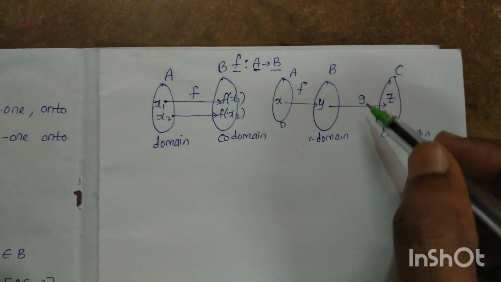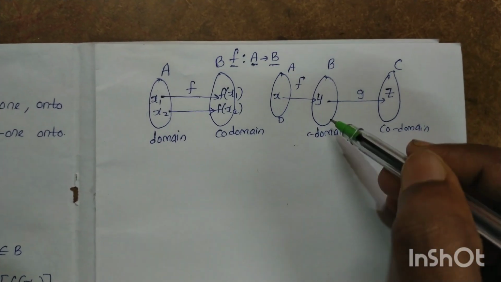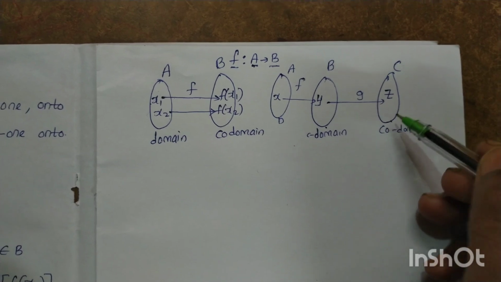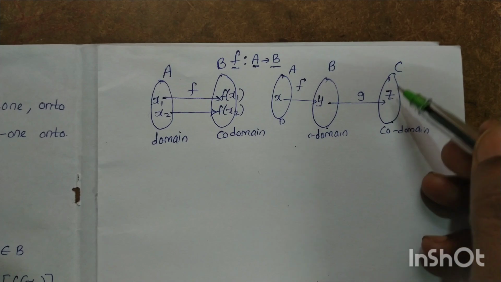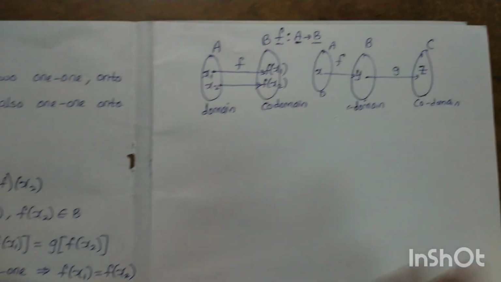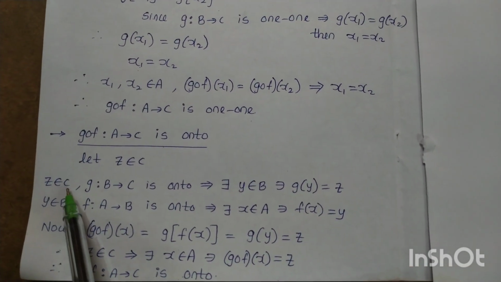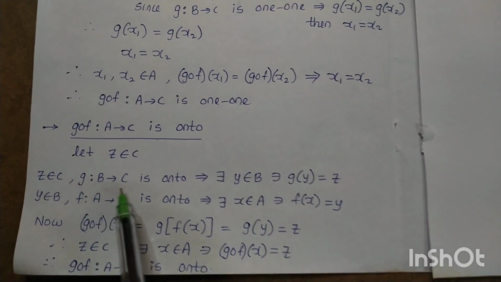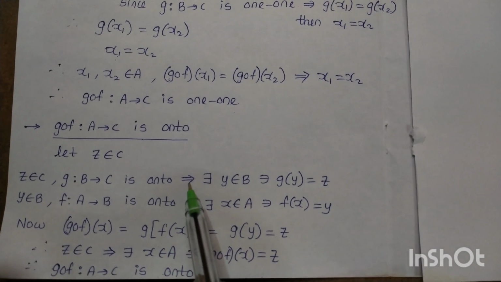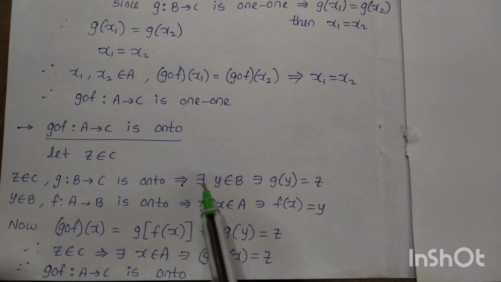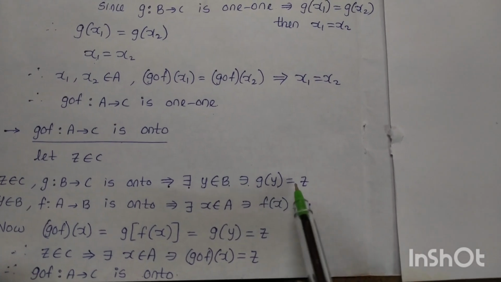So first we will assume that g, which maps B to C, is an onto function. If g maps B to C is an onto function, this one will become the domain, this one will become the codomain. So in the codomain we are assuming one element is there. That element is z. Okay, z belongs to C. If z belongs to C, now you observe, they have given clearly in the question that g maps B to C is an onto function. If g maps B to C is an onto function, that implies there exists y belongs to B such that g of y is equal to z.